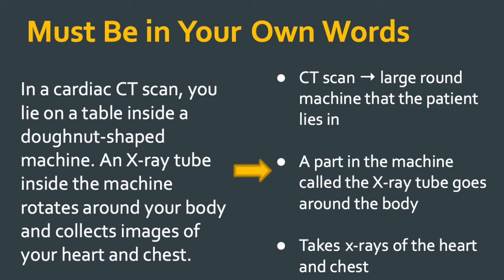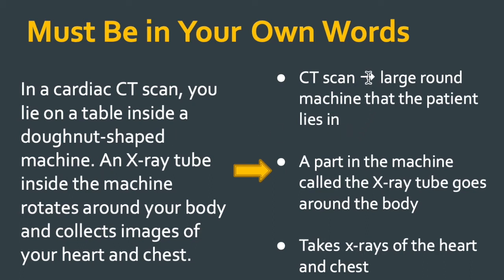So for example, in a cardiac CT scan, you lie on a table inside a donut-shaped machine. Well, I know donuts are round and there's a hole in the middle. So that means the person kind of sits or lies down in a very round machine and goes through it. And that's what I have in my notes, CT scans.